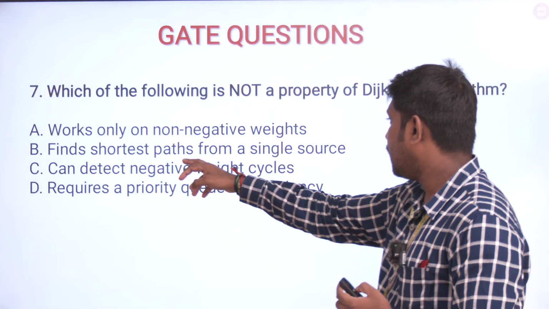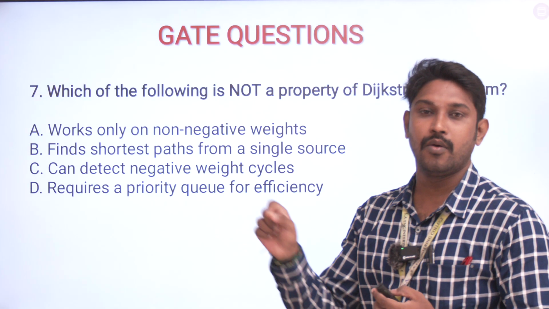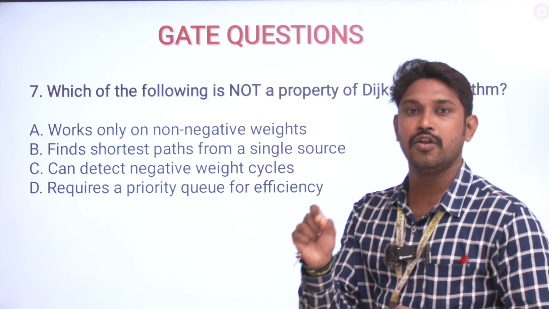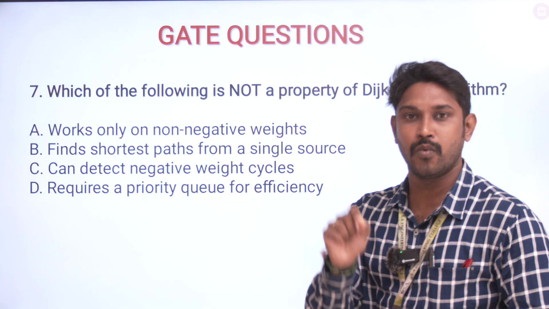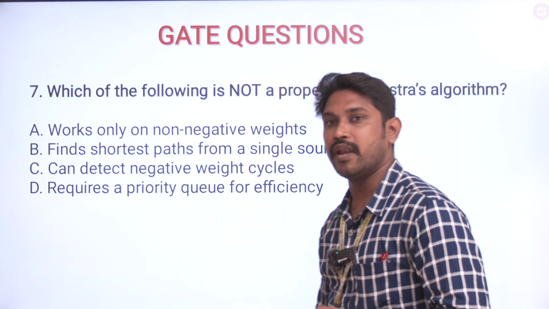And option C, can detect negative weightage cycle. No, it is a wrong one. As I told you before, it's going to work on non-negative values. It won't work on negative values. So option C is the wrong one.